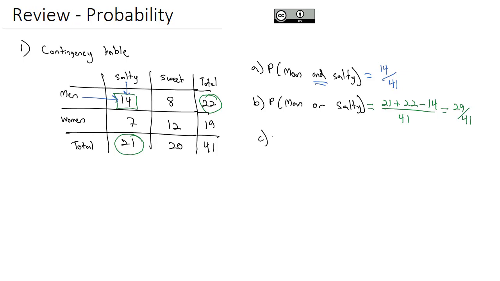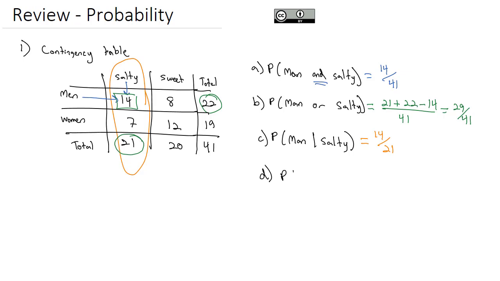What if it was a conditional probability, though? What if we want to know the probability we get a man given they prefer salty snacks? Now, when we say "given," that means we're only going to look at that section. So given salty, only these salty people exist, which means now my denominator is just the 21 salty fans. And we want to know of those 21, how many are men? 14 of them are men.